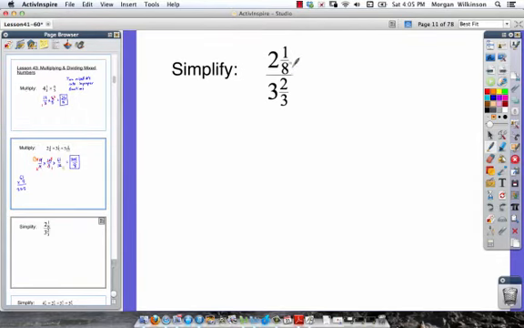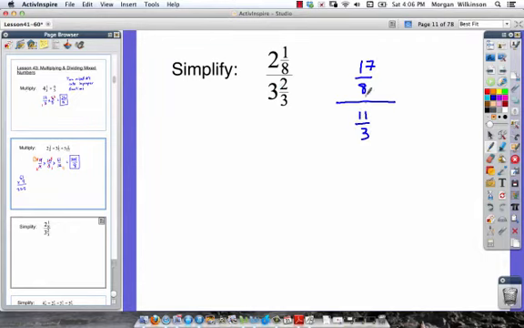Now we've got some division. 2 1/8 divided by 3 2/3. So when we did multiplication problems, we changed everything to an improper fraction. We're going to do the exact same thing here. So we've got 17 over 8 divided by, and I always like to make the main division bar here a little bit bigger so I can keep my fractions separated. 3 times 3 is 9, plus 2 more is 11, so we get 11 thirds.